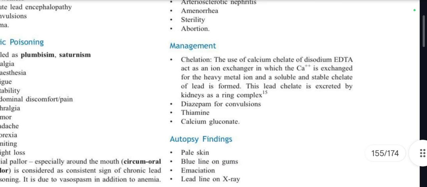Then talking about management, chelation is there. The use of calcium disodium edetate. We learnt about it.